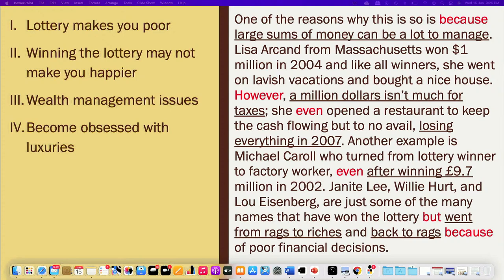Another example is Michael Carroll, who turned from lottery winner to factory worker, even after winning £9.7 million. Oh my God. Janet Lee, Willie Hart, and Lou Eisenberg are just some of the many names that have won the lottery but went from rags to riches and back to rags because of poor financial decisions.